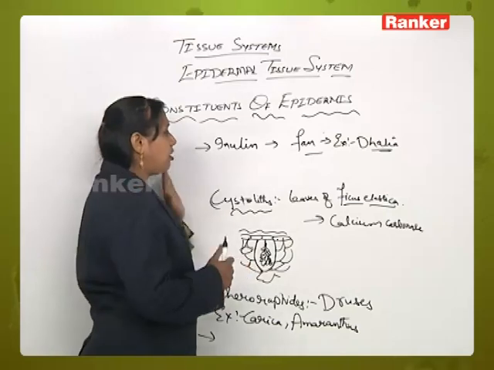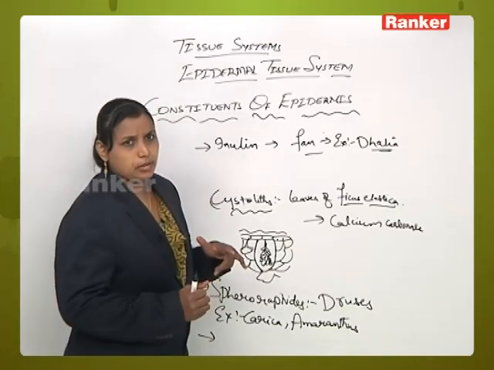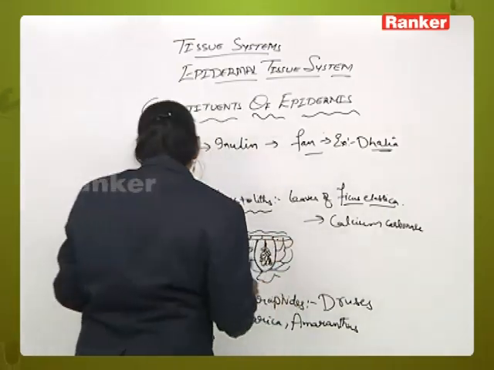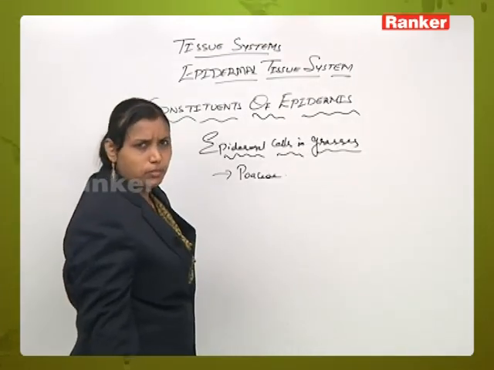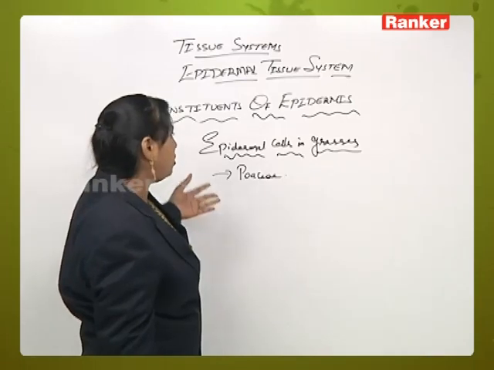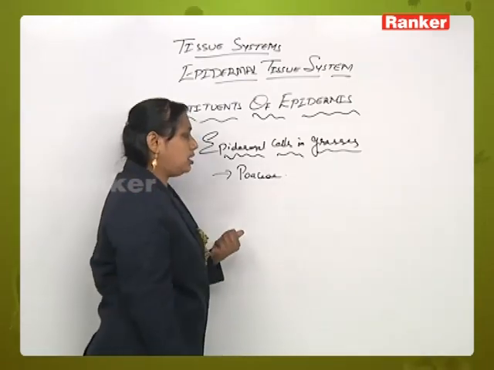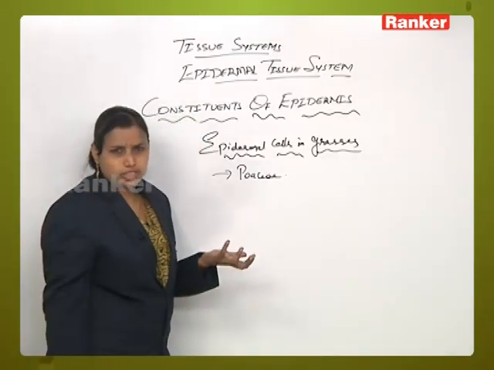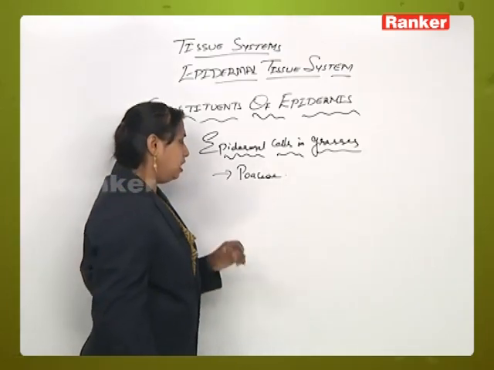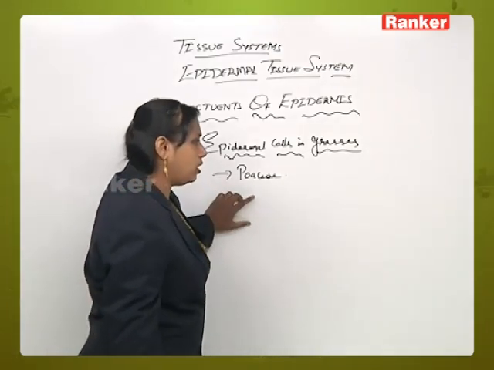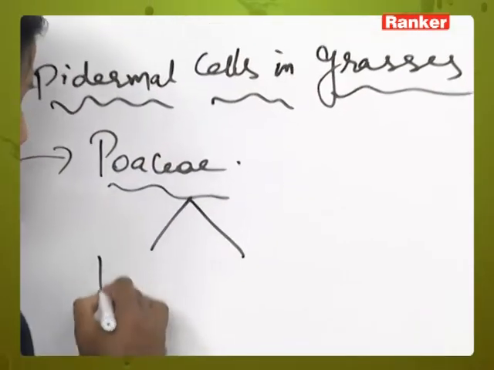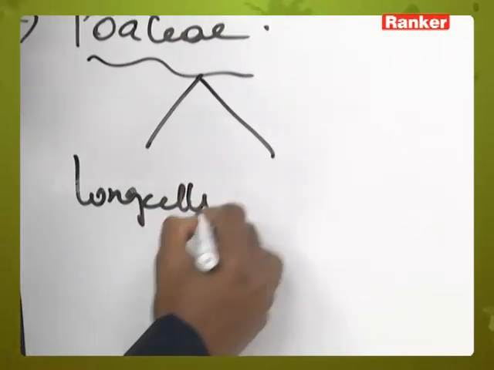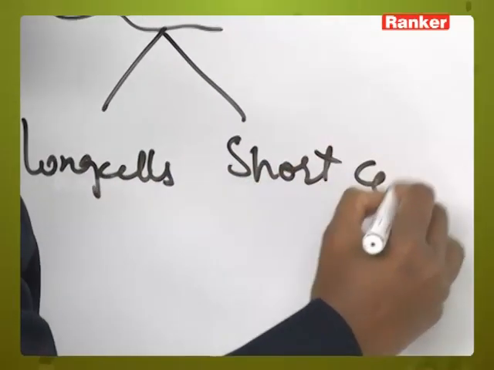Okay, so these are about special epidermal cells. Now one more is there, epidermal cells in grasses. We talked about different types of epidermal cell complexes. Now we will talk about epidermal cells in grasses. What are the different shapes, what type of epidermal cells are seen in grasses? For example, in a family like Poaceae, the epidermal cells are differentiated into two types. Those are long cells and short cells.